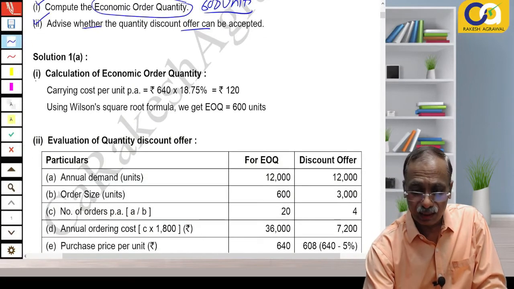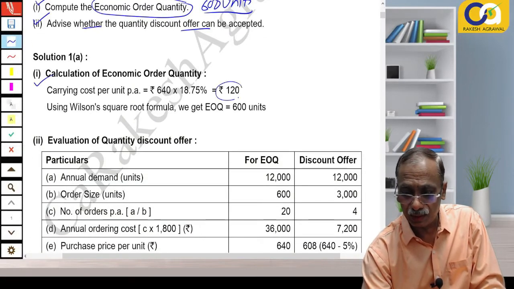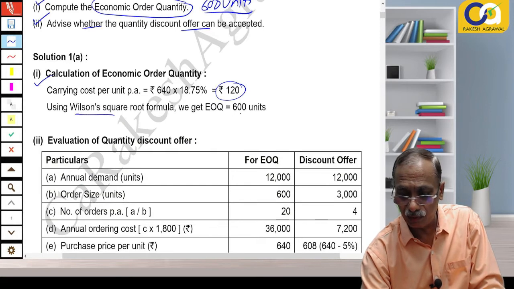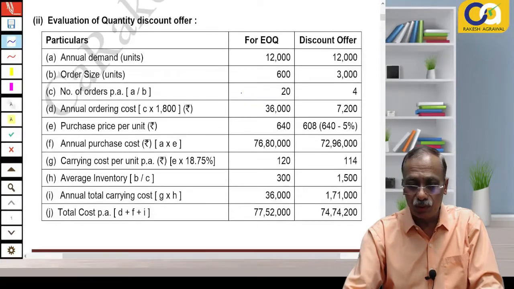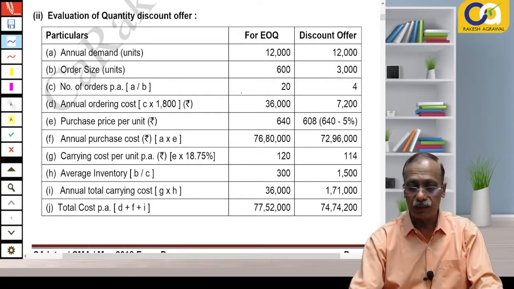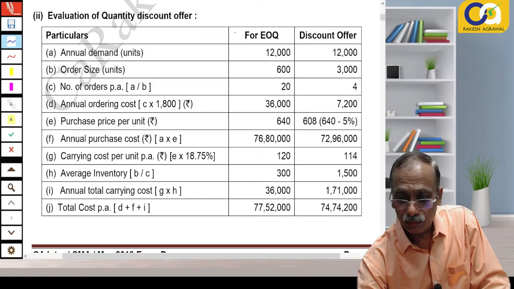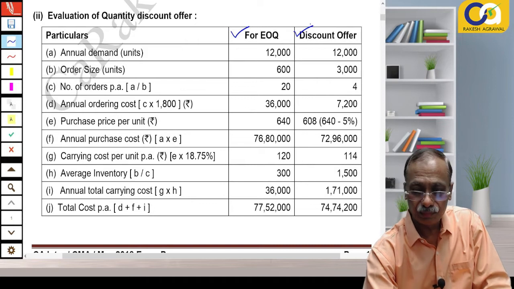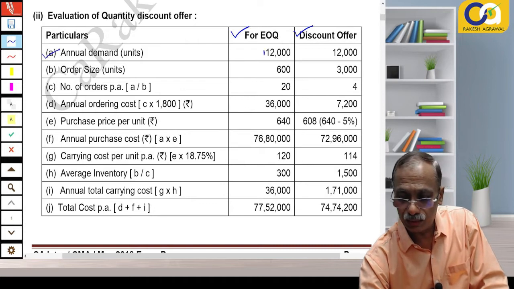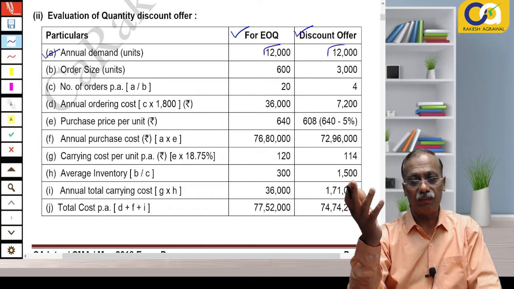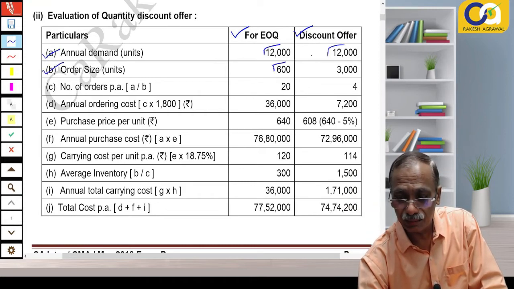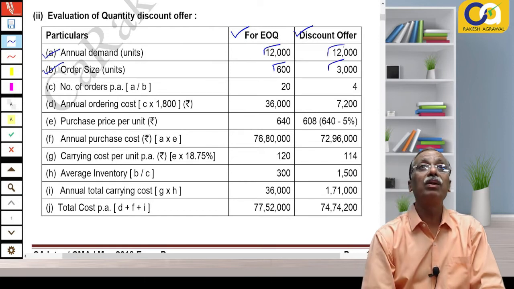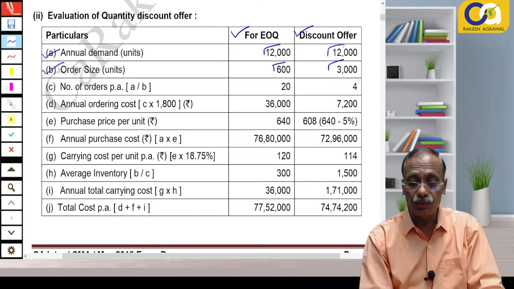See here, the first answer I have given: carrying cost per unit per annum is calculated as the denominator, and using the Wilson square root formula your answer is 600. Now we are going to the second one. So I will take you through the table, evaluation of quantity discount offer. One column is for EOQ, which is 600 units, and one is the discount offer. Your annual demand is 12,000, the same annual requirement given in the question. But your order size here is EOQ, that is 600, and here the supplier is telling you that you should order a minimum of 3000 units to get the discount.